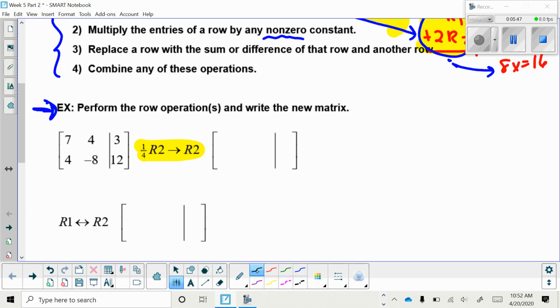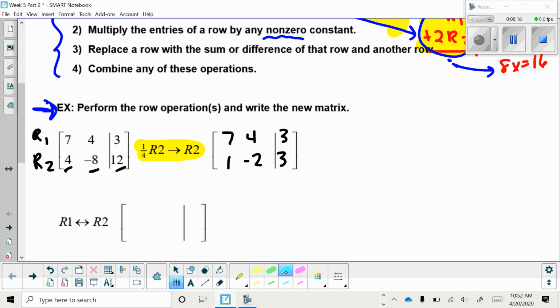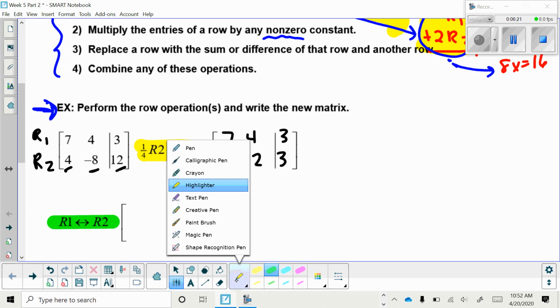So I'm just going to go ahead and fill in row 1. This is row 1. This is row 2. We're not messing with row 1 at all. But now we are taking a quarter of everything in row 2. So a quarter of 4 is just 1. A quarter of -8 is -2. And a quarter of 12 is 3. So we are just practicing. So now we have this new matrix, yay us. Take a second and look right here at this next example and think about what this might be telling you to do.